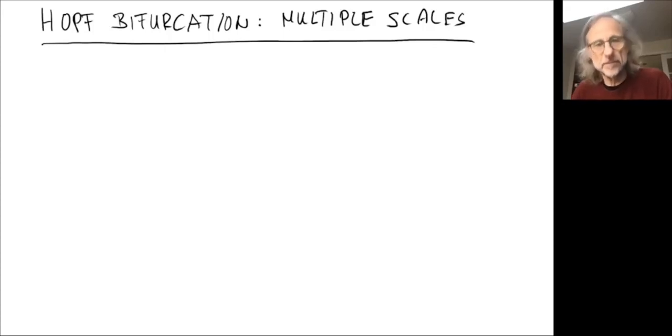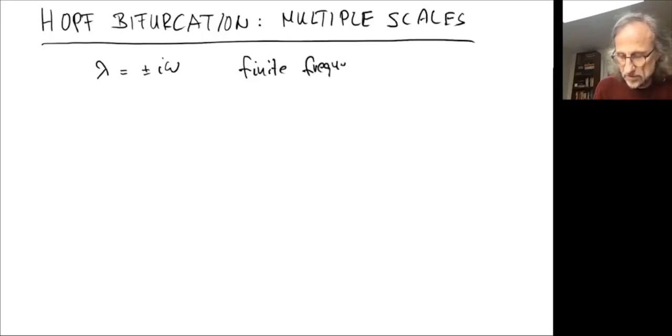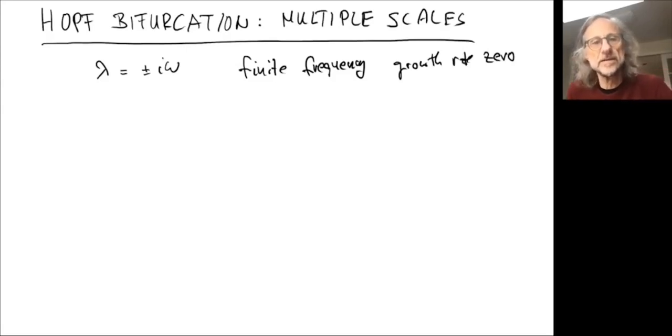So let's see whether we can deal with that Hopf bifurcation also with our multiple scale approach. That seems very natural because at the Hopf bifurcation, the eigenvalue is a purely imaginary pair. So that means there's a finite frequency, meaning it's not zero, not small, but the growth rate is actually zero at the bifurcation point. And so we have clearly two different time scales. And we want to explicitly use that and see what equation we get that way.